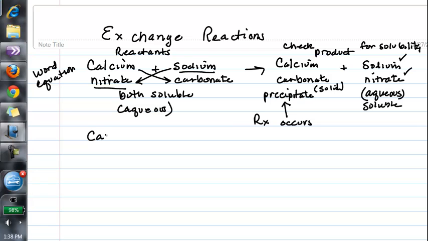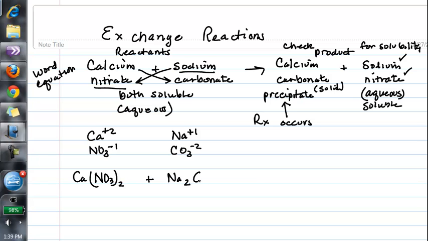Calcium nitrate will be made of calcium plus 2 ions, because calcium's in group 2, and the nitrate is a polyatomic ion, which is NO3 minus 1. The sodium carbonate comes from sodium in group 1, and the carbonate is a polyatomic ion. When I put these together, I need to cross charges, so I will need 2 nitrate ions. For the sodium carbonate, I will need 2 sodiums to match up with 1 carbonate.